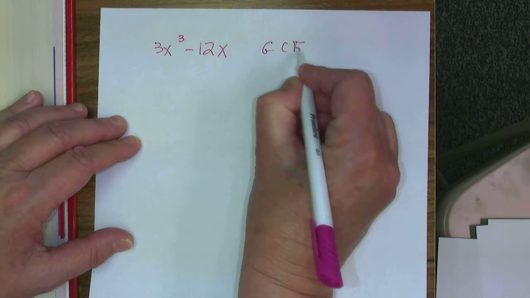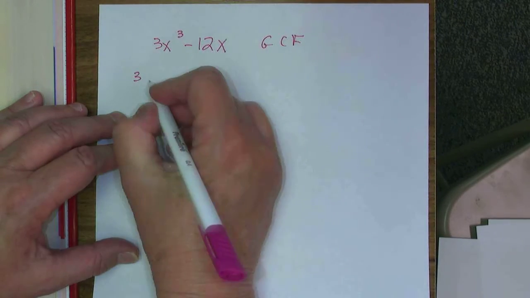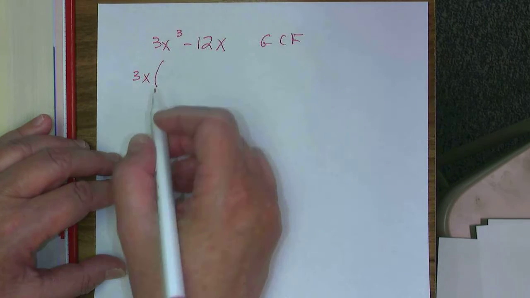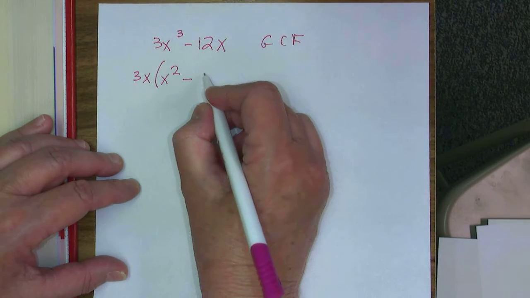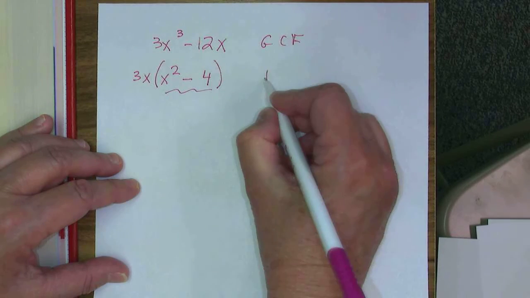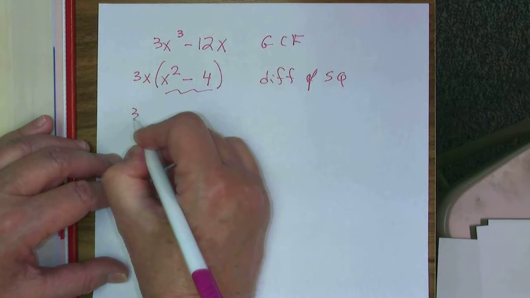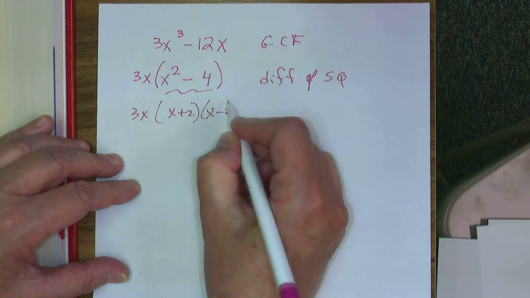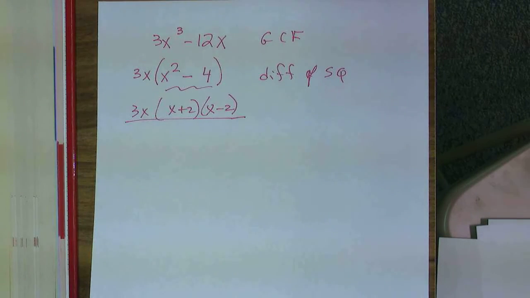I see a GCF. Both of those are multiples of 3, and they both have an x. If I take out 3x, I have left x squared, check that, 3x cubed minus 4, 12x. This is difference of squares. So we have 3x, this factors x plus 2, and x minus 2. That is your answer factored completely.